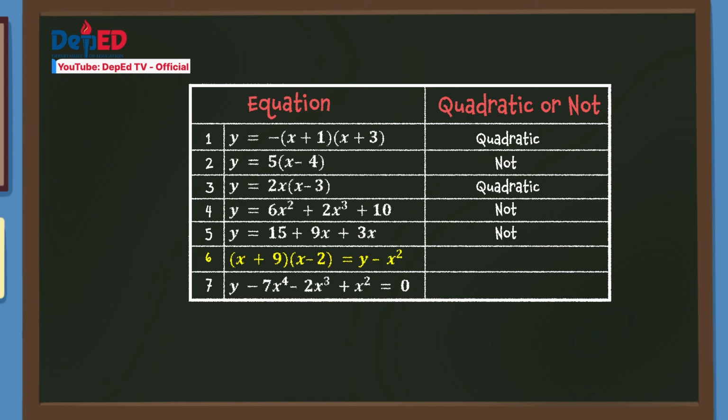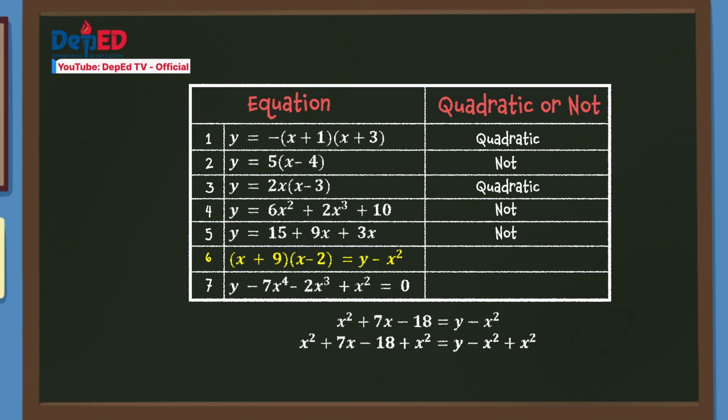Number 6, binomial x plus 9 times binomial x minus 2 is equal to y minus x squared. Y is not expressed yet in terms of x. Multiplying the binomials on the left side, the equation becomes x squared plus 7x minus 18 equals y minus x squared. Now, we have to eliminate the term negative x squared on the right side to isolate the variable y. We do this by increasing both sides by x squared.